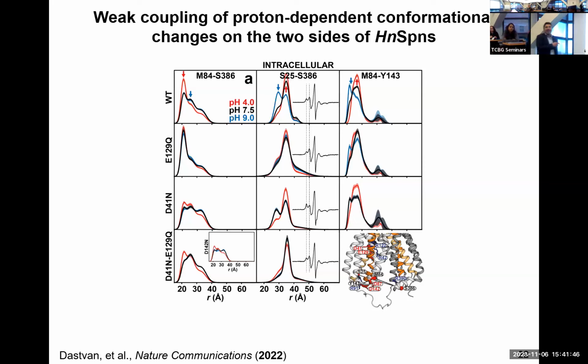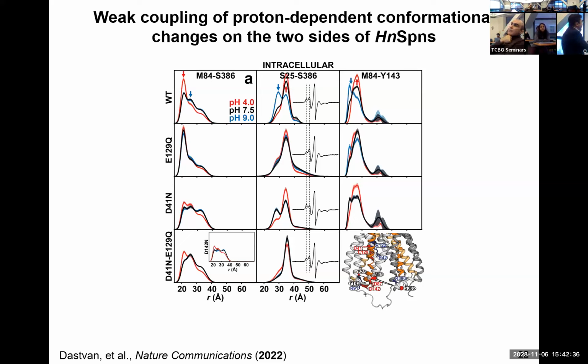In fact, when we have the D41N, we don't see that. That mutation inhibits the closing, which MD predicted. And when we have both mutations, we see that the effect of D41N is dominant over the E129Q on the closing of the intracellular side. Another mutation that we have done is D142N, which is the aspartate at the end of TM4. If you remember, that's part of that structural motif A. Again, when that one is protonated or mutated, we don't see the closing of the intracellular side. In the middle, I'm showing one of the pairs on the substrate binding cavity helices, 1 and 10.